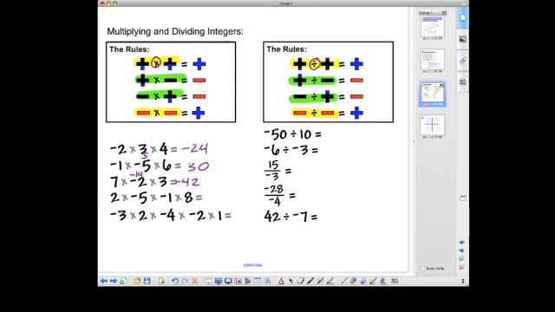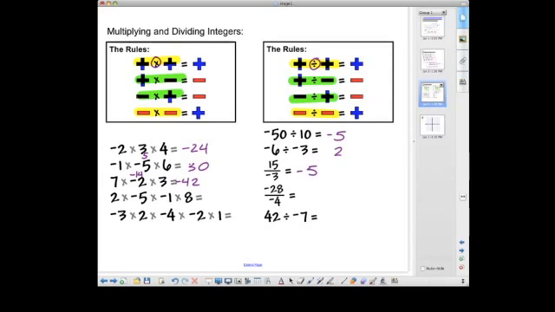Okay? The next set, we'll do a couple of the division. Negative 50 divided by 10. 50 divided by 10 is 5. They have different signs, so my answer is negative. Negative 6 divided by negative 3. 6 divided by 3 is 2. They both are negative, so they have the same sign. That means my answer is positive. Lastly, 15 divided by negative 3. 15 divided by 3 is 5. Different signs, so the answer is negative. You can do the rest of these examples in your notes. I don't think they're very complicated. I just wanted you to see a quick review.